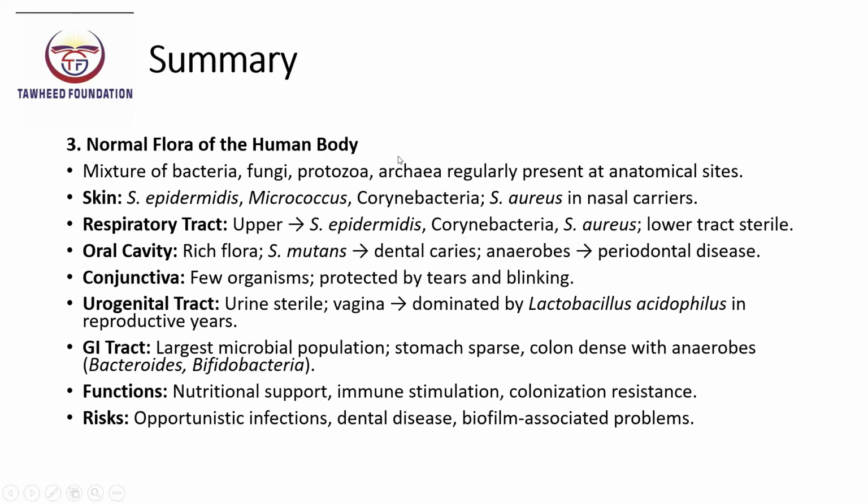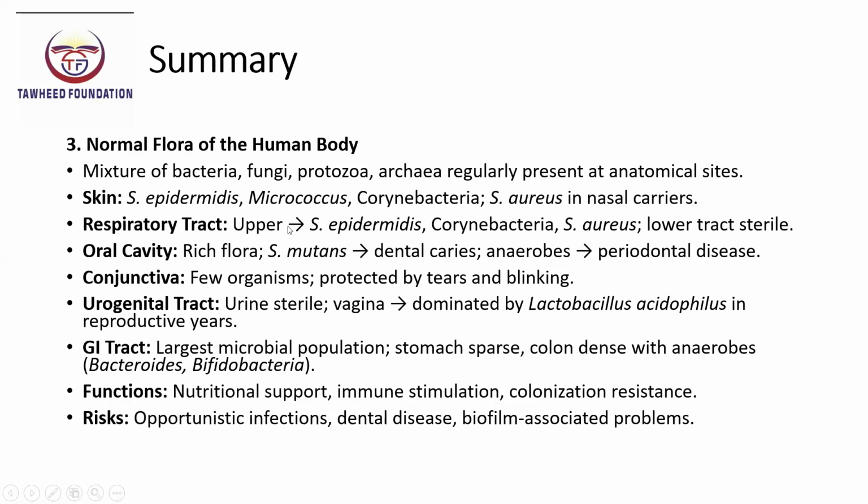For normal flora of the human body, a mixture of bacteria, fungi, protozoa, and archaea is regularly present at anatomical sites. These sites are skin, respiratory tract, oral cavity, conjunctiva, urogenital tract, and gastrointestinal tract. For skin, bacteria include Staphylococcus epidermidis, Micrococcus, Corynebacteria, and Staphylococcus aureus in nasal carriage. The upper respiratory tract includes Staphylococcus epidermidis, Corynebacterium, and S. aureus. The lower tract will be sterile.